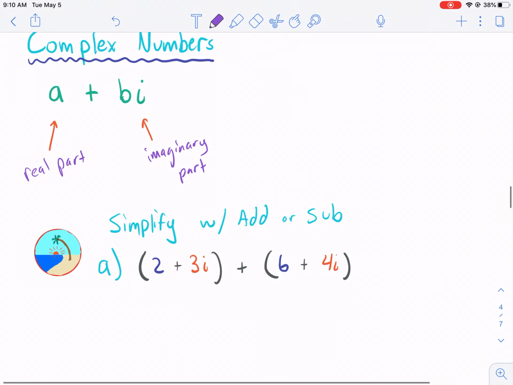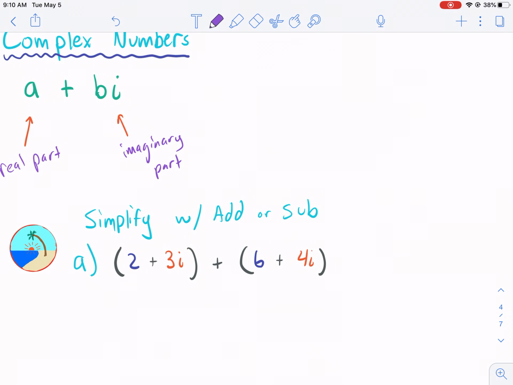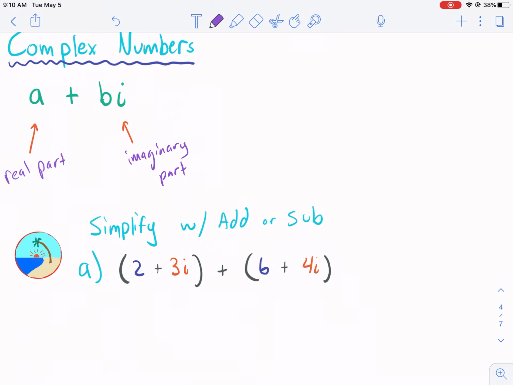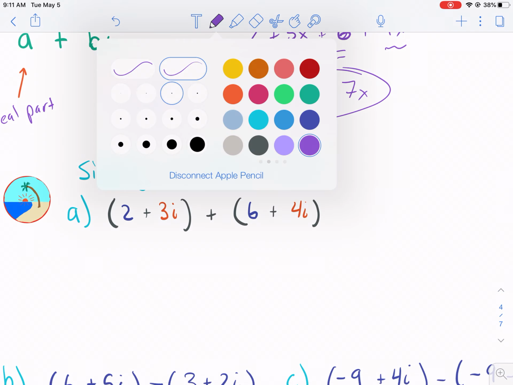If we're looking at this first problem, we have 2 plus 3i plus 6 plus 4i. We're going to treat complex numbers very much the same way that we treat like terms. If we had, for example, 2 plus 3x plus 6 plus 4x, you would do almost an identical process. We'd combine the 2 and the 6 to get 8, and we combine the 3x and the 4x to give 7x.